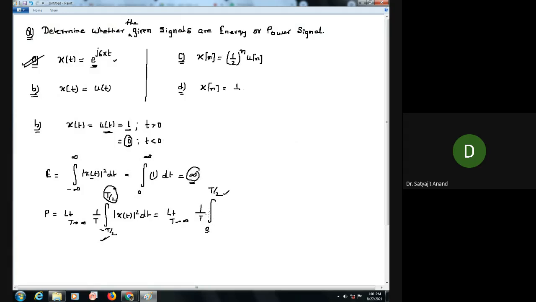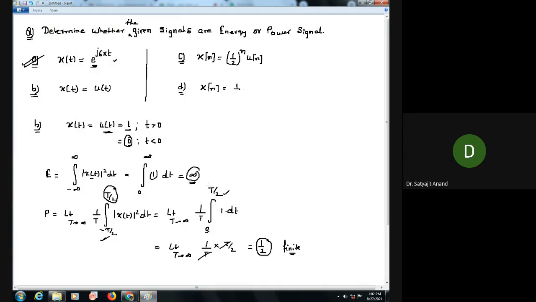So we are considering here the limit 0 to T by 2, where this function is non-zero. In this range, 1 whole square is 1, so 1 dt. You integrate it, that gives you limit T tends to infinity of 1 by T times the integration of this, T by 2 minus 0, that is T by 2. So this T cancels out, and now this is free from capital T. If you apply limit T tends to infinity over this constant, that gives you the constant value 1 by 2. And this 1 by 2 is finite, students. So this is finite, and the energy is infinite.